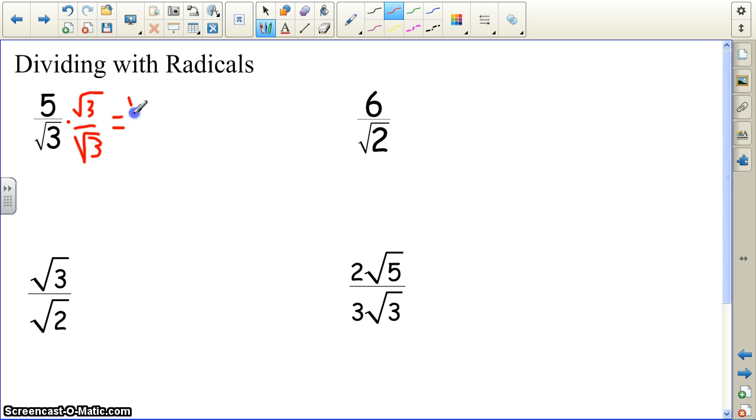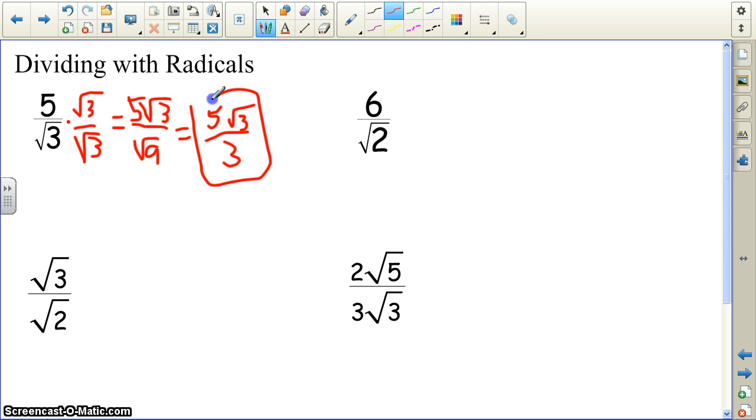Well, on top, when I do that, I'm going to get 5 times the square root of 3 over, because I can't multiply what's outside the radical with what's inside, square root of 3 times square root of 3 is square root of 9. So I can simplify that. So I have 5 times the square root of 3 over square root of 9, which is 3. And that's it. That's as simple as I can write it, because I can't divide the 5 over 3. I can't simplify that. That's it.